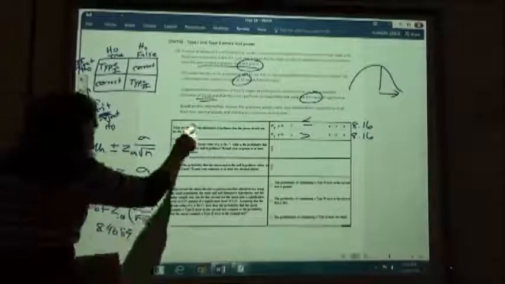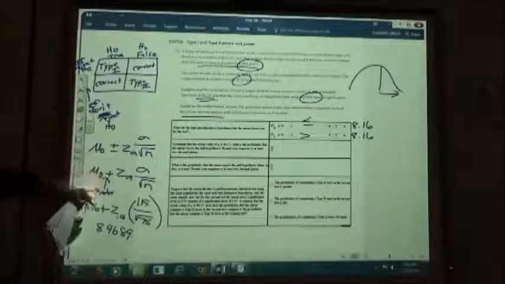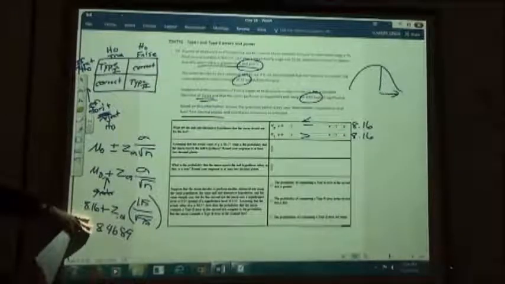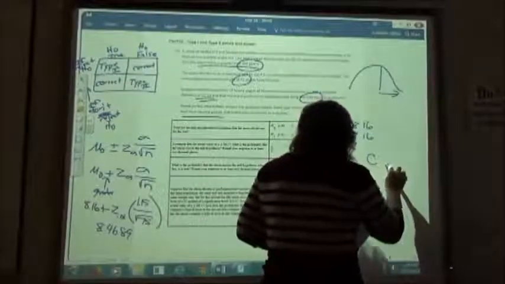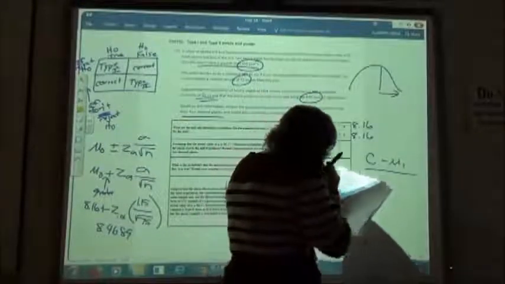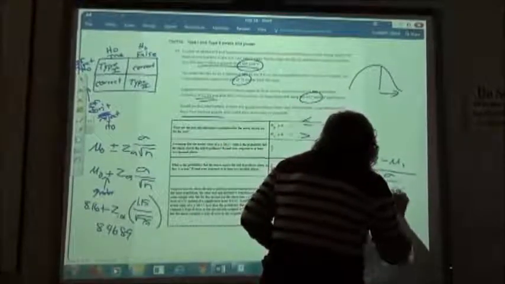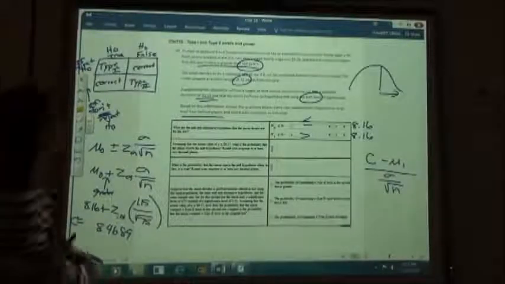8.4689, because it says to do at least 4 decimal places. So now this is what we did last week. We're going to combine it with what we did this week. This week, we did a formula that sort of looked like this, but they changed it a little bit on us because we have different values. But this is the one we just got done using previously. This value here is going to be your C value when you plug that in.